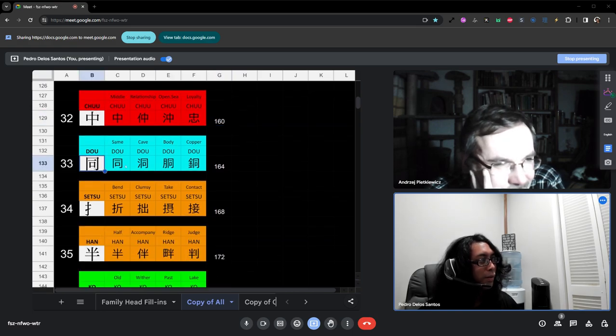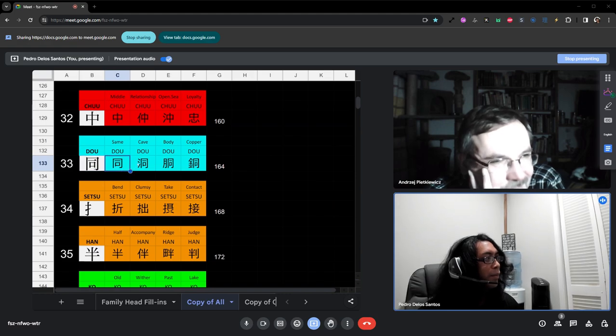With dole, you have same. So this is a picture of a mouth and another mouth saying something at the same time. Hello. So same. You have water here. This is a pictograph, cave with water. This is also a pictograph with flesh, body. And metal, that is kind of the same. It's copper.